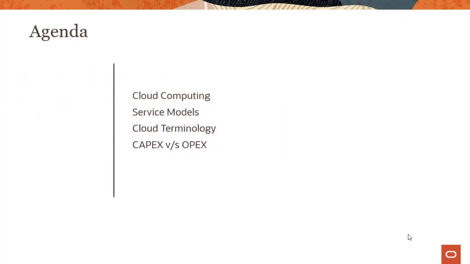So in this particular lecture, let's look at what it means to use cloud. Cloud is very different than on-premises infrastructure and environment, so we'll look into that. What does it mean to have different service models in cloud? We'll look into that. What are some of the common cloud terminology like elasticity, fault tolerance? We'll go over those. And then what does it mean from a business sense to use cloud? So we'll talk about capital expenditure and operational expenditure. So let's get started.